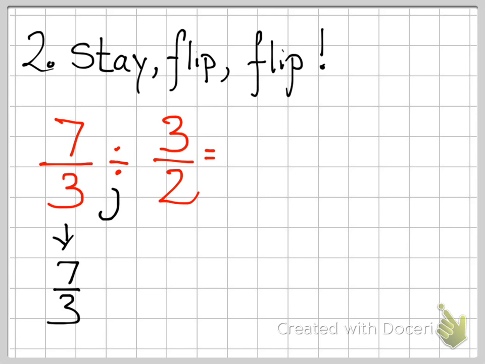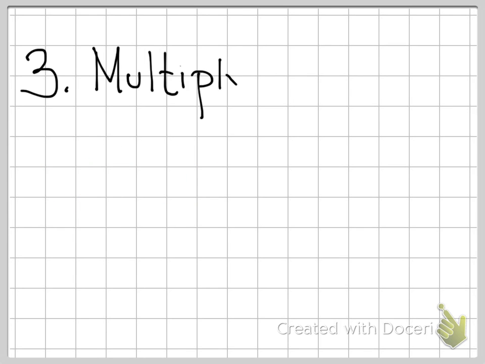This division sign turns into a multiplication sign. And this is where we take 3 halves and write it as its reciprocal. We flip it over into 2/3. Okay? So now we've gotten rid of the division problem. It is gone. What we have is a multiplication problem, which is much easier to deal with. All right, let's take a look at rule number 3, which is simply multiply. Multiply straight across.